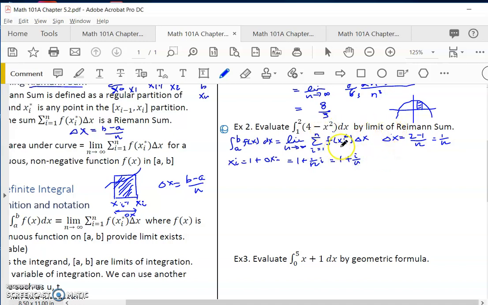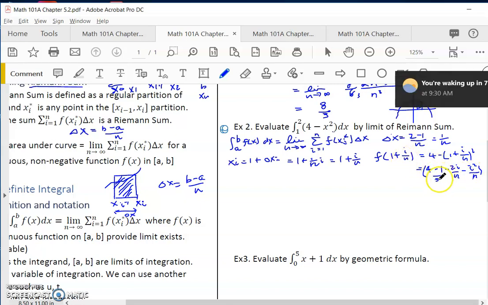And in here my f of xi, f of 1 plus i over n, would equal what? It is 4 minus x squared, which equals 4 minus (1 plus i over n) squared, right? Because this is the input. So technically it equals 4 minus 1 minus 2i over n minus i squared over n squared. So for every time I find the height of each rectangle, it would be this one. So this is 3, so 3 minus this.